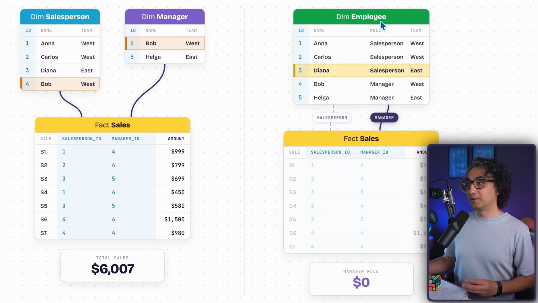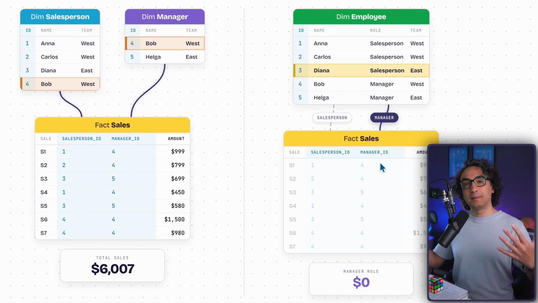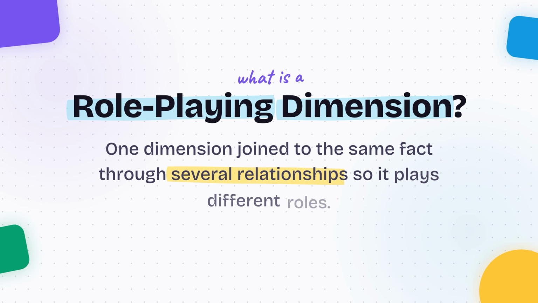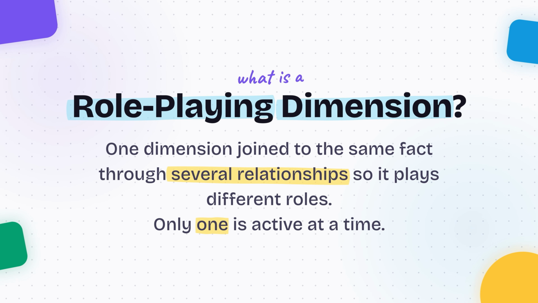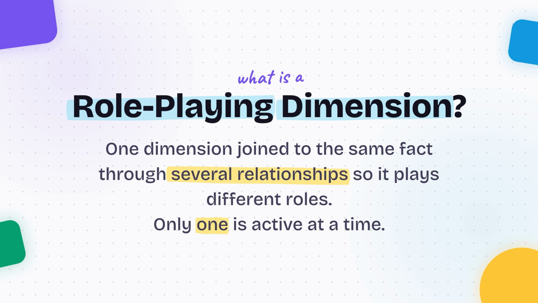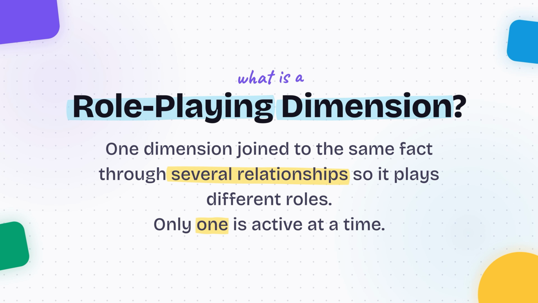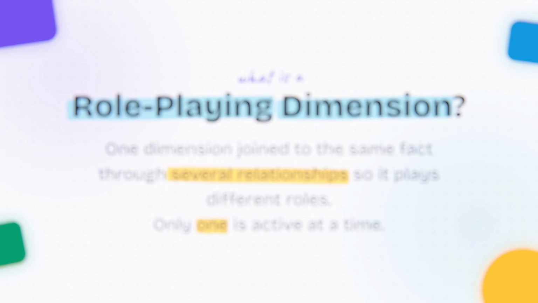So that's why, my friends, we say the dimension employee is a role-playing dimension. It is just a dimension that is playing different roles for the same fact table by using multiple relationships to it and only using one active relationship at a time. And of course, we switch roles by using the DAX function called USERELATIONSHIP. So this is what we mean by a role-playing dimension. Now let's go to Power BI and see how we're going to do that.